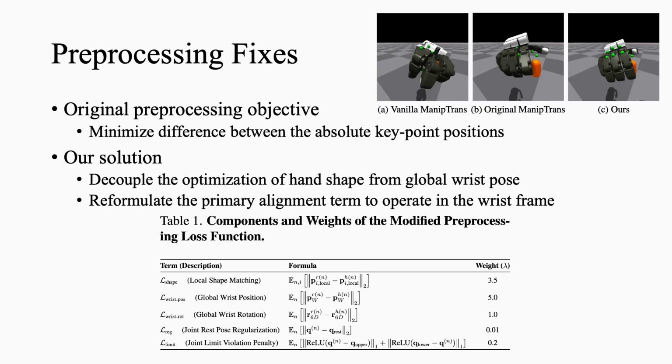The original preprocessing objective is to minimize the difference between the absolute key point positions. In our solution, we decouple the optimization of hand shape from global wrist pose. So we reformulate the primary alignment term to operate in a wrist frame. The table below shows the detailed loss function.